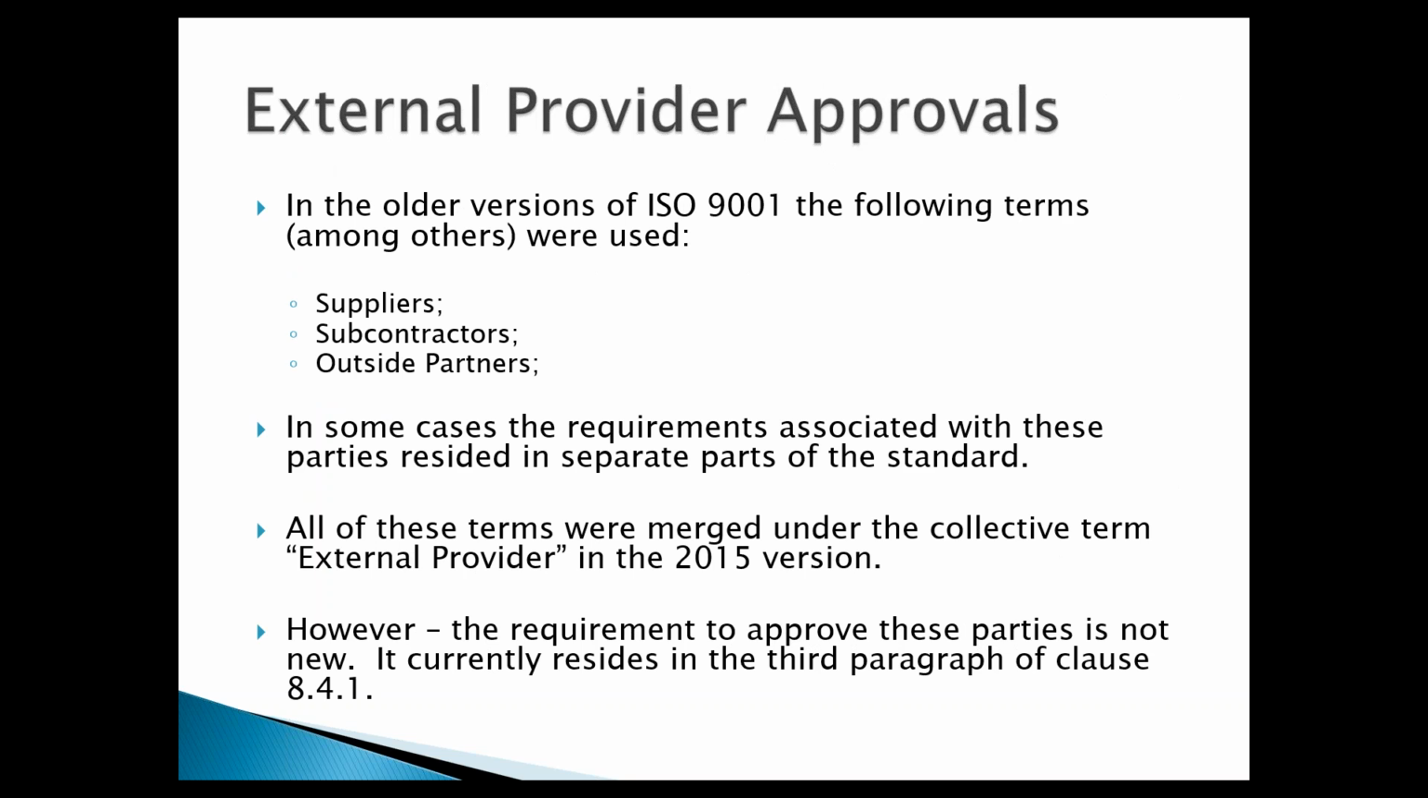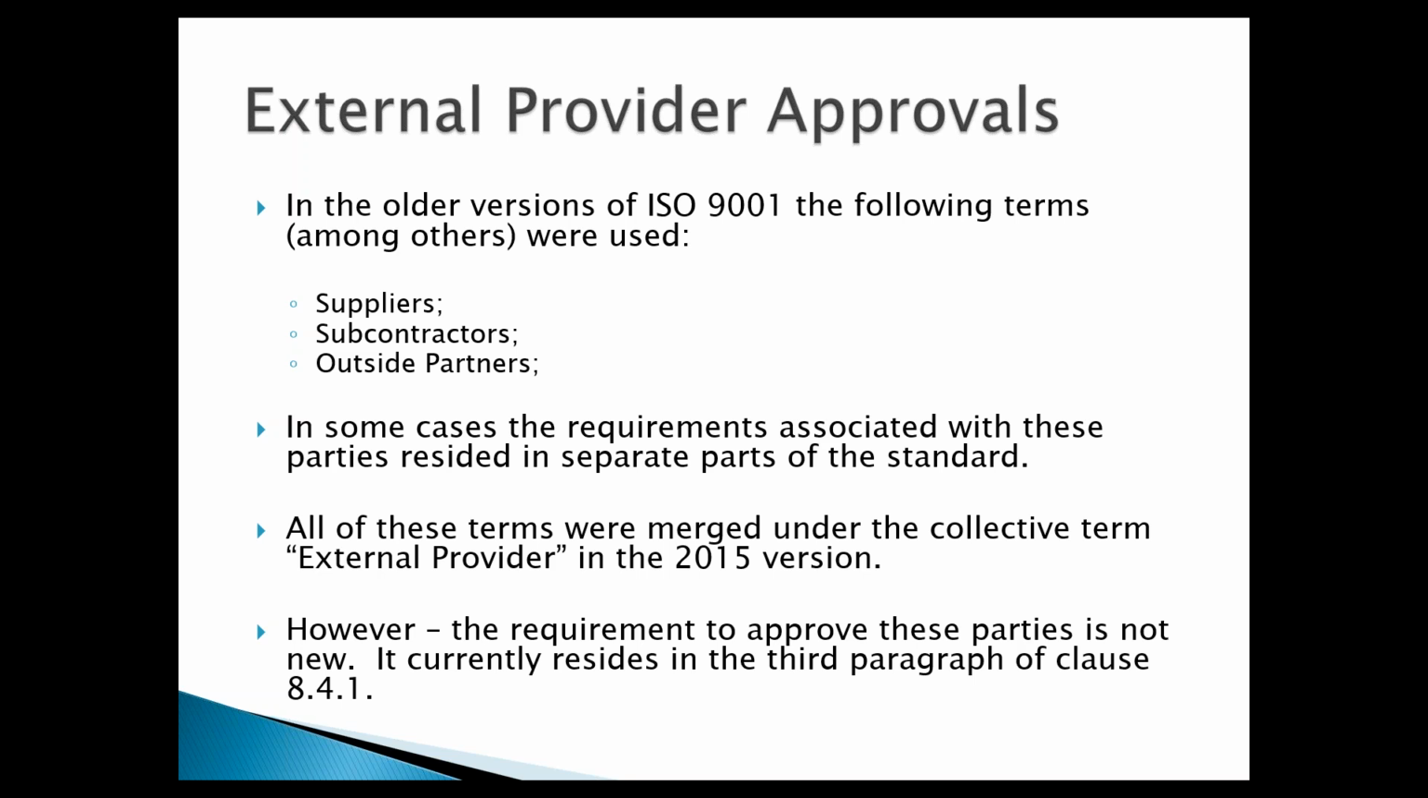Okay. The last item I want to talk about here in terms of common nonconformances is going to be external provider approvals. Now, if you go back to the older versions of ISO 9001, this is a group that's had a lot of different names along the way. If you go back to the 94 version of the standard, they were called subcontractors. When we got to 2000 and 2008, they were called suppliers. Now in 2015, they are called external providers.